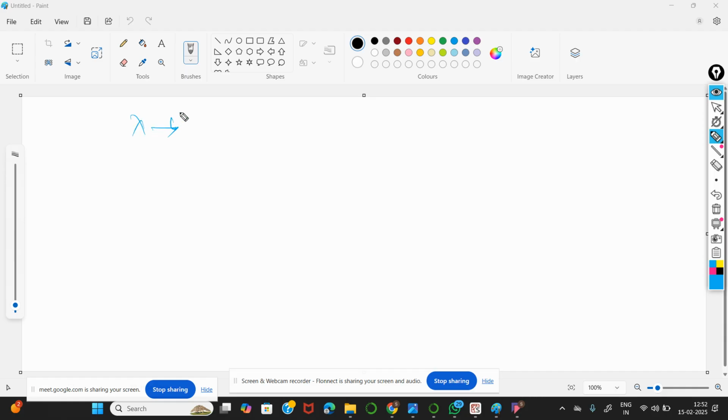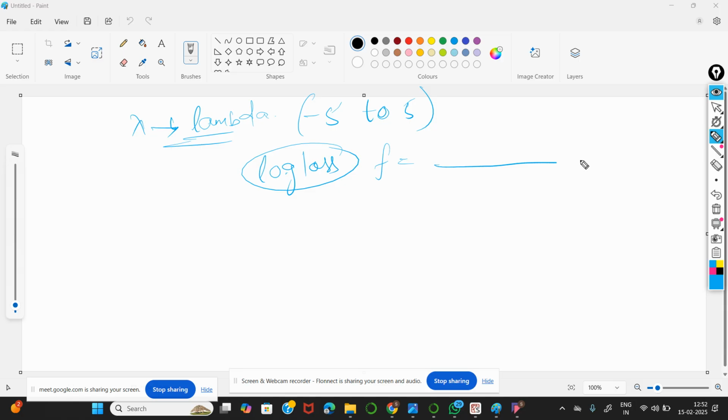From a physics point of view, you can call it wavelength. So this is known as lambda. This lambda value varies from -5 to 5. And this lambda value is basically calculated because of a function called log loss, and you shouldn't be worrying about that function. Internally it works. There is a function called log loss. A very big function is present.